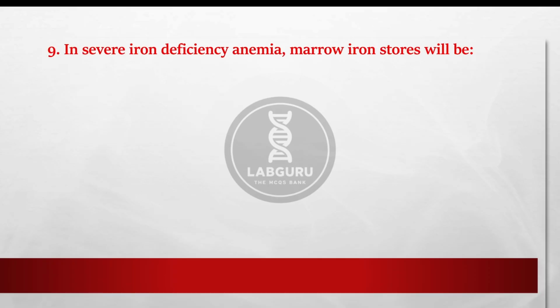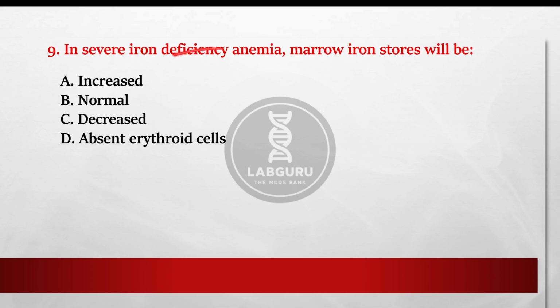Question number 9. In severe iron deficiency anemia, what will be the effect on the iron that is stored in the marrow? Option A is increased, option B will be normal, option C will decrease, and option D is absent erythroid cells. So the right answer is option C, that is decreased.